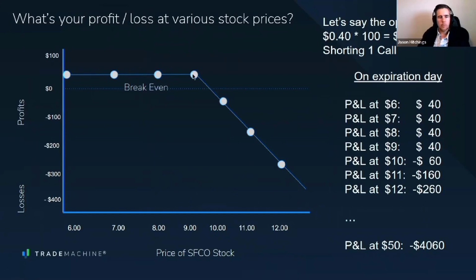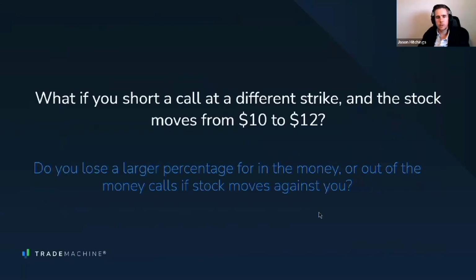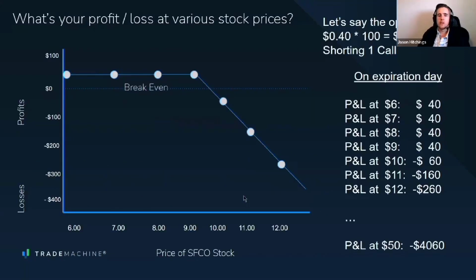We make our profit of $40 up until the strike price is hit, and then we start losing money. I simplified this to just be shorting 1 call, but if you're shorting 5, it's just 5 times all of these values. And then the stock starts going down for 1 contract at $100 per dollar of stock movement. And if you have 5 contracts, then it'd be $500 per dollar of movement.